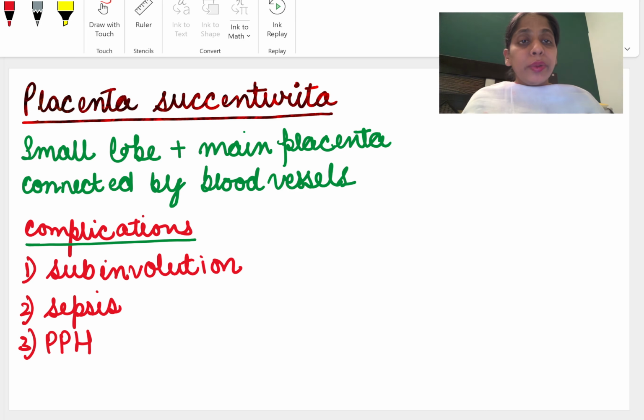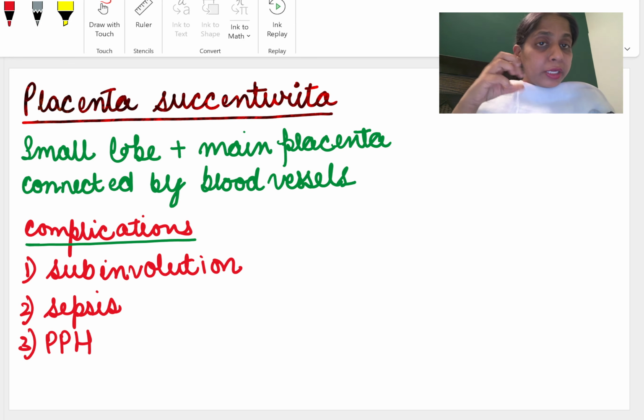So I would like to tell you, when delivery occurs, the main placenta comes out, and that small part is left inside the uterus itself. Okay, and that retained placenta leads to subinvolution of the uterus, sepsis and PPH. Okay, because even if a small lobe, even a small membrane is left, it leads to secondary PPH. And if anything is left, it will of course lead to subinvolution of the uterus, because the uterus will keep on trying to expel it.